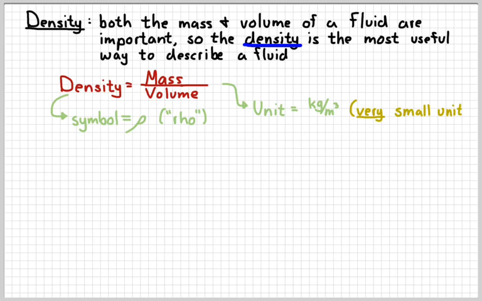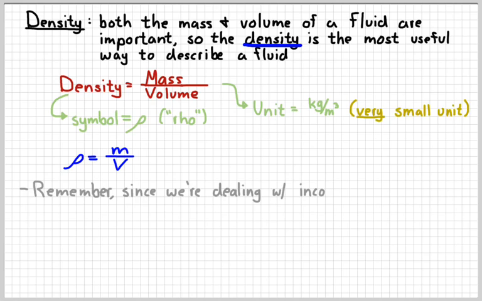Now this is a ridiculously small unit. Imagine how big a cubic meter is. Take a meter stick and hold it in one direction, and then move it perpendicular, and move it perpendicular again. Trace out a three-dimensional box. That's a meter on each side, and that would be a pretty big box. You can fit a couple of people inside a cubic meter. And so a kilogram per cubic meter is really, really small. So to write the equation, it would look like rho equals m over V. Density is mass over volume.